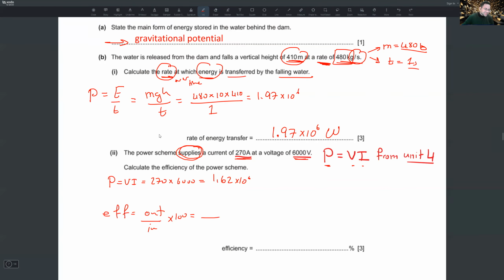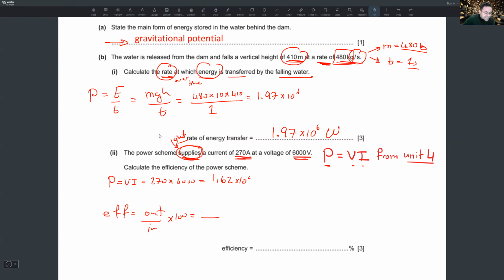I have two values of power here: 1.97 and 1.62. Which is the output and which is the input? There are three ways to think about it. The first, as you said, Yassin, is the wording: the word supplies or supplied. Is this your input? No, it's the output. Why? Because it says this is about the entire power station.